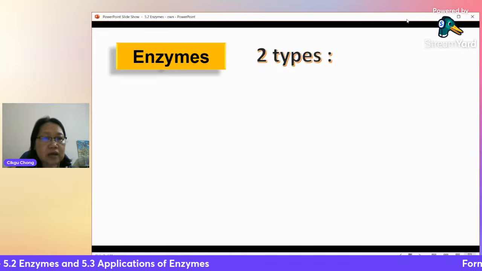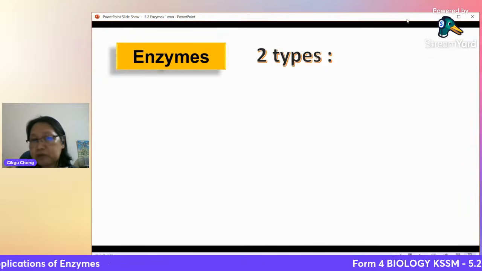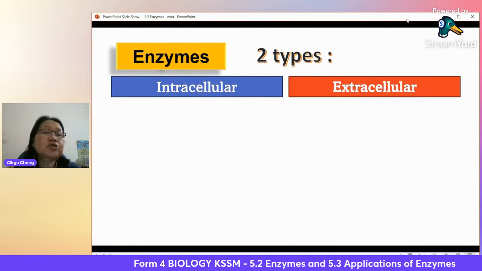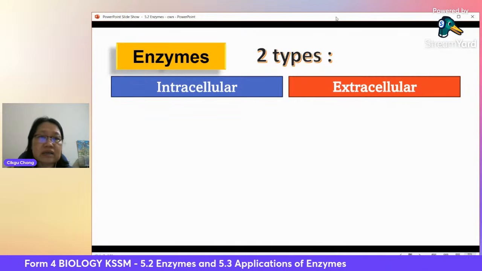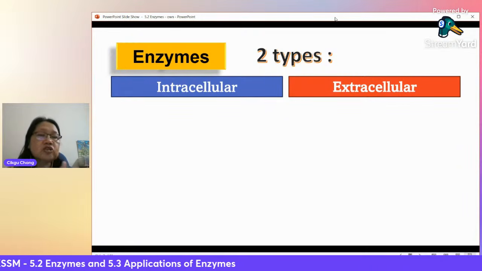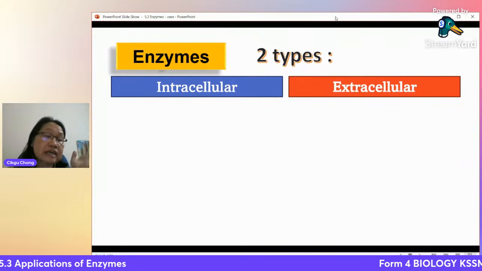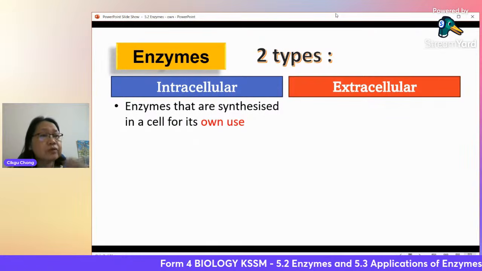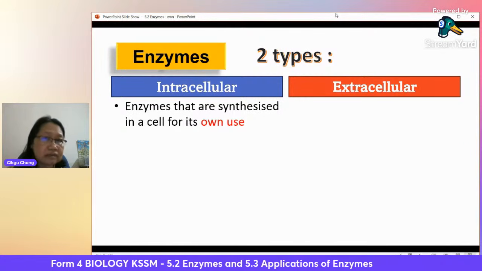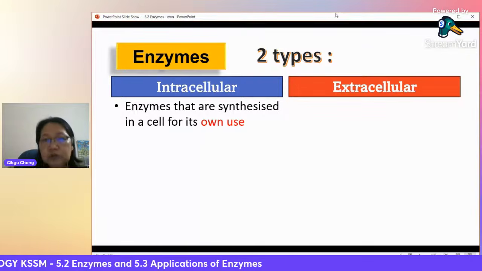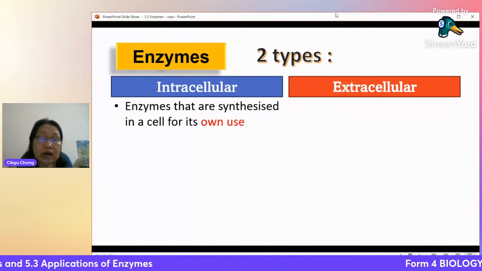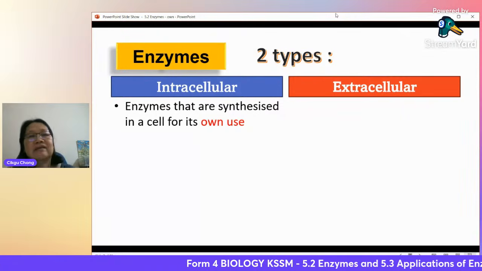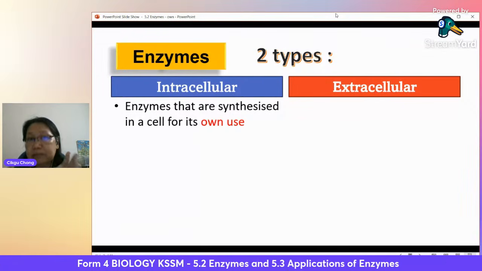Enzymes, there are two types. All the enzymes produced inside the cell are of two types. One is called intracellular, the other is called extracellular. Intra means inside. So intracellular enzymes are enzymes that are synthesized inside the cell and also used by that specific cell. They use it themselves, the cell that produces it.